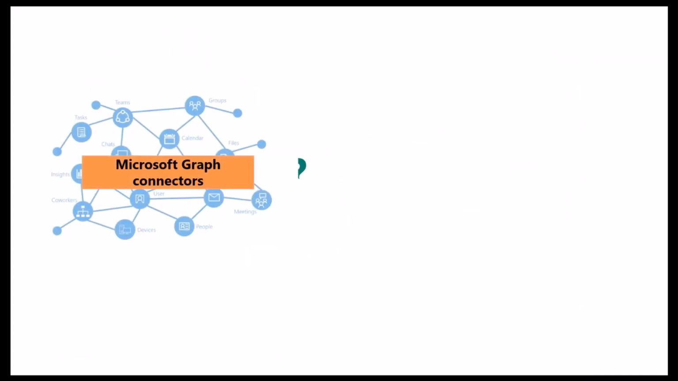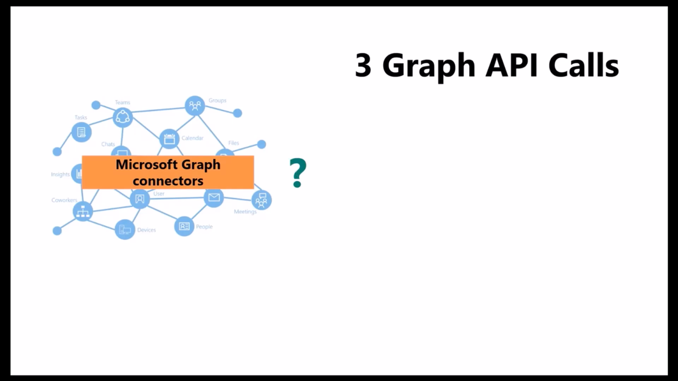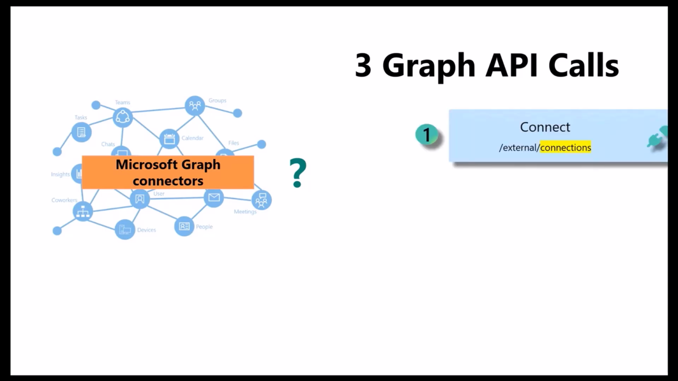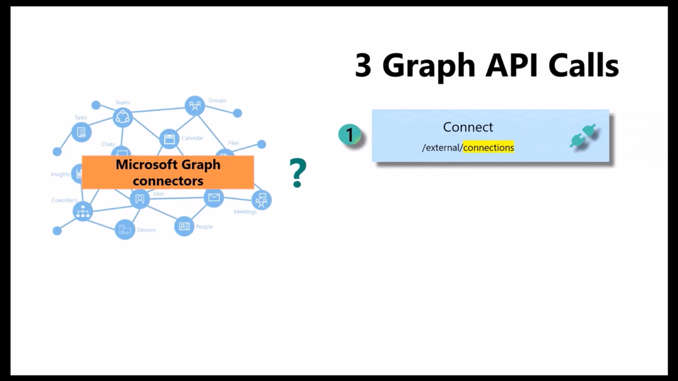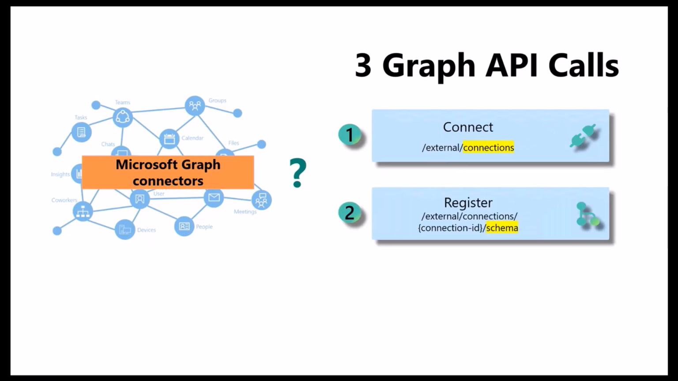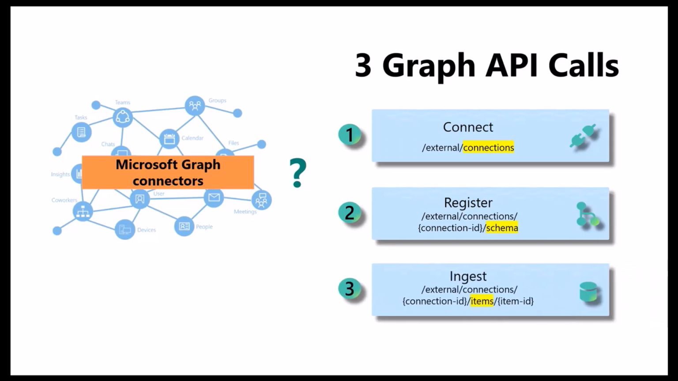So what exactly are Microsoft Graph Connectors? A graph connector comprises a set of 3 simple Graph API calls that allow you to index external third-party data into Microsoft Search Index. First, you create a connection by calling the External Connections API. Then you register your schema by calling the Schema API. A schema is a flat list of properties mapped to metadata you want indexed. And lastly, you ingest your items by calling the External Item API.